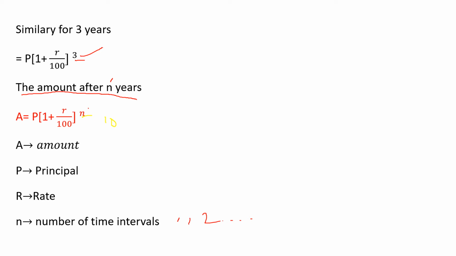A means amount. P means principal. R means rate. Is it clear, children? So this is the formula to find the amount: A is equal to P into 1 plus R by 100, the whole power n. So please learn the formula by heart, because in the next class I will not explain the formulas. I will directly write the formulas and solve the problems.